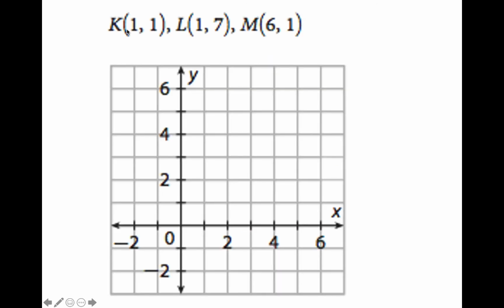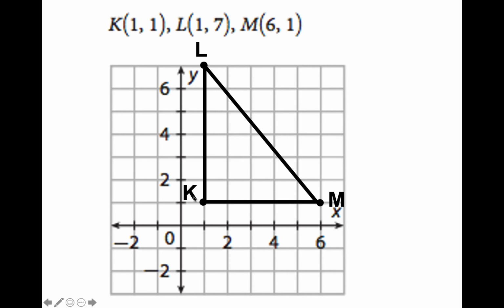One more time. We have point K at 1, 1. So starting at 0, 0, go right 1 and up 1, put a dot, call it K. L is at 1, 7, so you're going to go right 1 and up 7. And then M is at 6, 1. Connect these points to make a triangle.